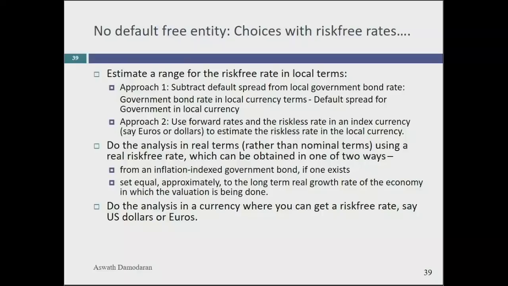You think, what do I do to get a risk-free rate in that currency? Here are your choices. One is, you can try to get a local risk-free rate, but as I said, without a government bond, that's tough. The second is you can try to do things in real terms, because then you don't have to bring inflation in. But we talked about how difficult it is to get a real risk-free rate if you're in one of those markets. Or you can cheat.